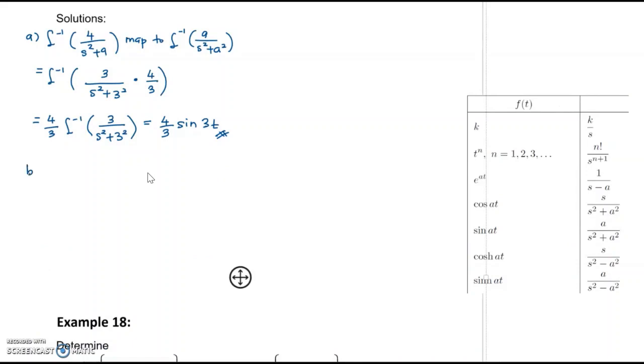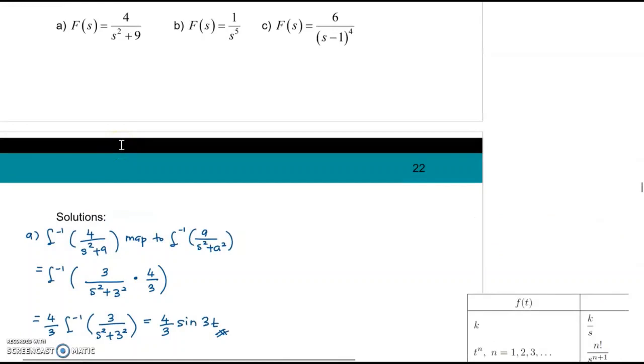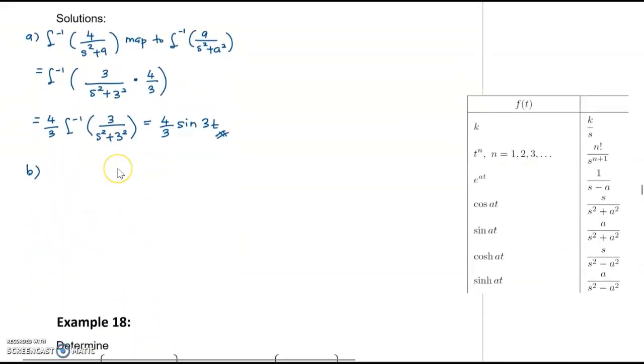Now for B, what's the expression? The F(s) is 1 over s power of 5. So here we want to find the inverse of 1 over s power of 5. If we map to the table, you have the denominator s power of 5. If you refer to the right hand side here, the most similar expression is this one, s^(n+1).